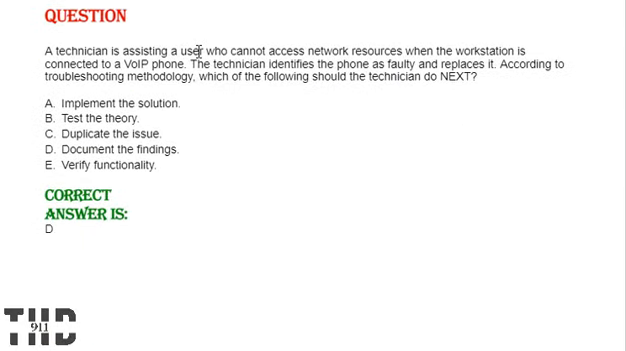A technician is assisting a user who cannot access network resources when the workstation is connected to a VoIP phone. The technician identifies the phone as faulty and replaces it. According to the troubleshooting methodology, which of the following should the technician do next? Option A, implement the solution. Option B, test the theory. Option C, duplicate the issue. Option D, document the findings. Option E, verify functionality. The correct answer is option D.